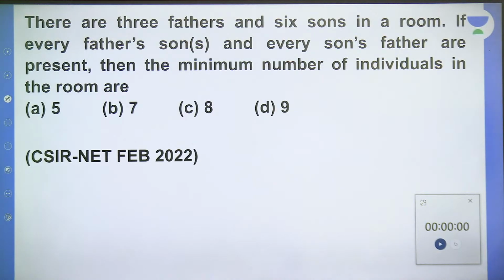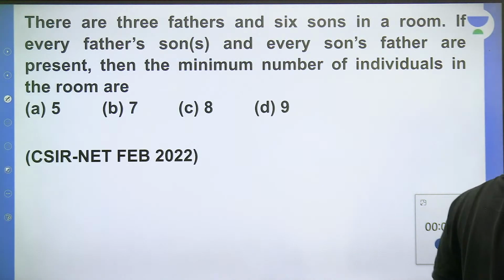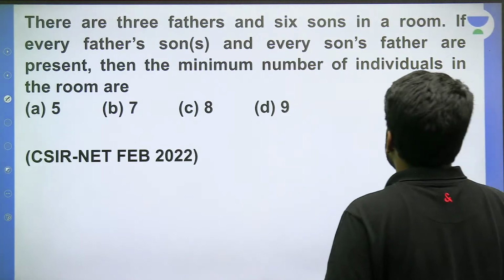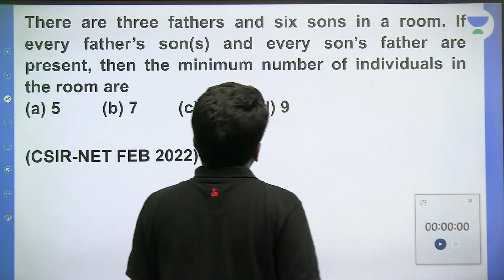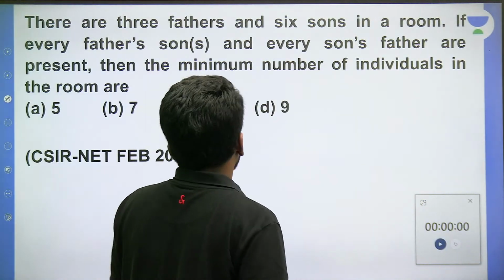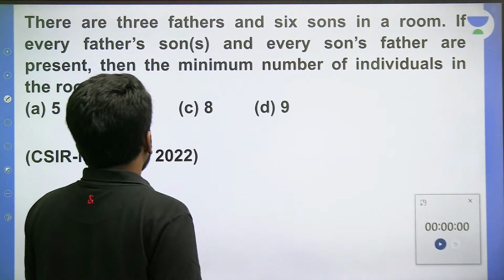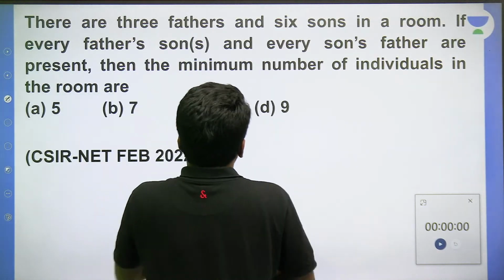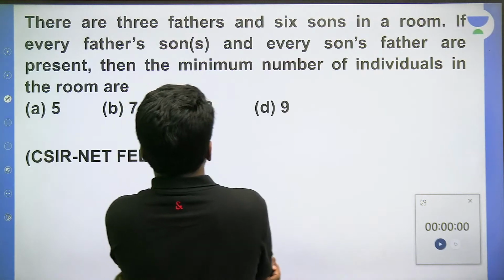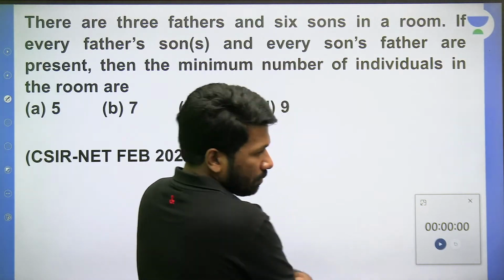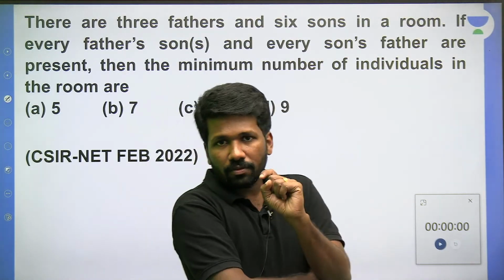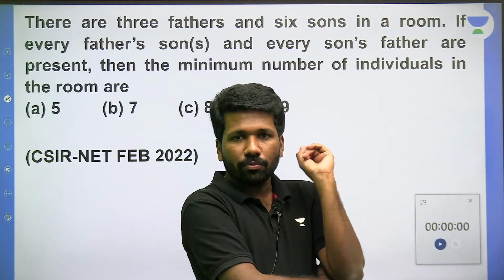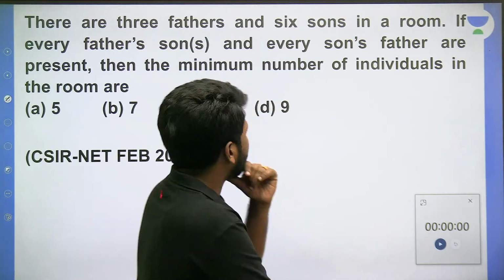It's an interesting reasoning problem. There are 3 fathers and 6 sons in a room. If every father's son and every son's father are present, then the minimum number of individuals in the room is? So what is the minimum number of people that should be there, that is the question. You can accept a person as a father only if that father's son is present in the room. That is a condition given in the question.